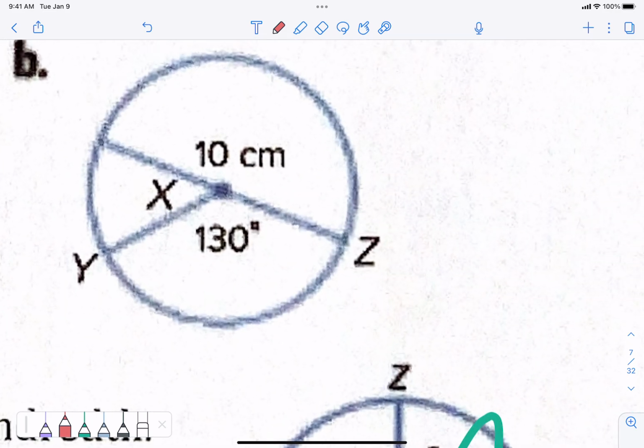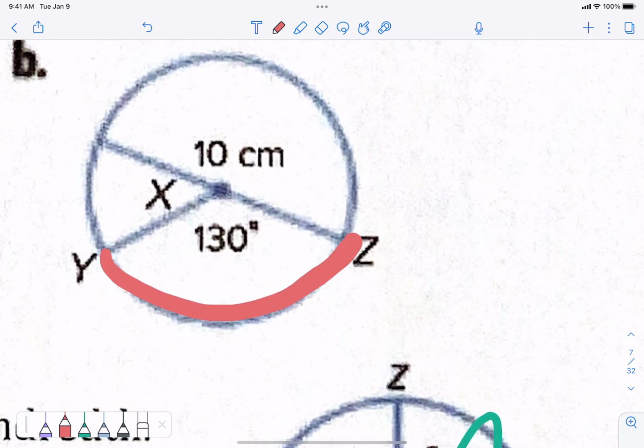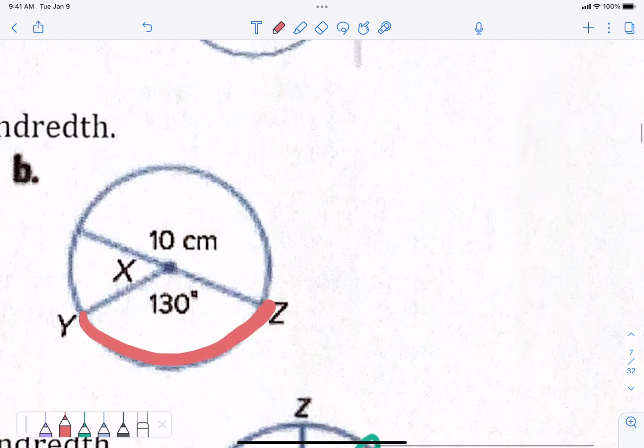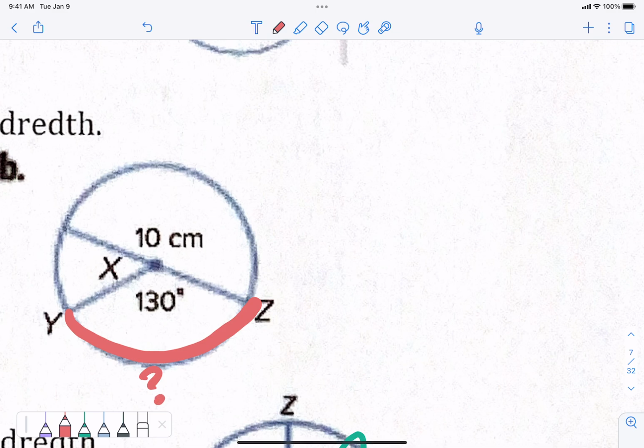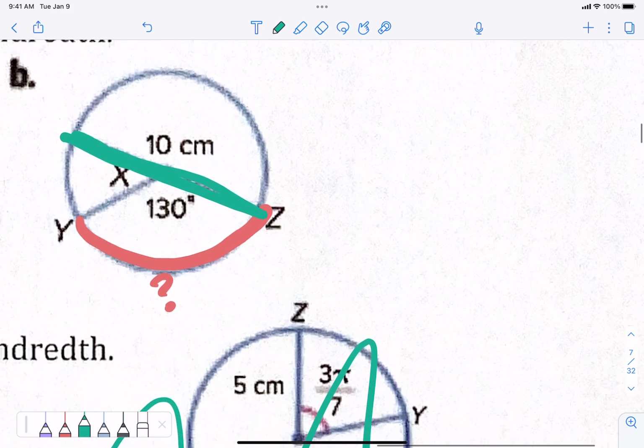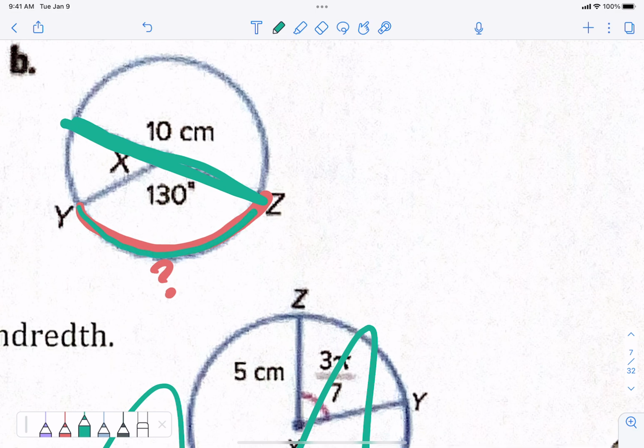Okay, let's do B. B is asking for ZY again. We know the degree measure is 130, but they're not asking for a degree measure. They're asking, how long is this exactly? So let's take a guesstimation first. This is 10 centimeters all the way across here. How long do you think this is in relationship to 10? If you had to guess. You think a little bit smaller? Yeah, maybe. Or maybe right around 10.